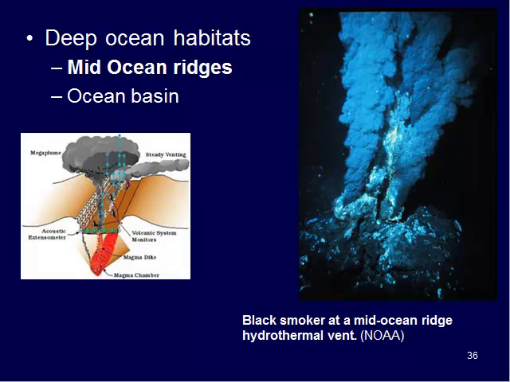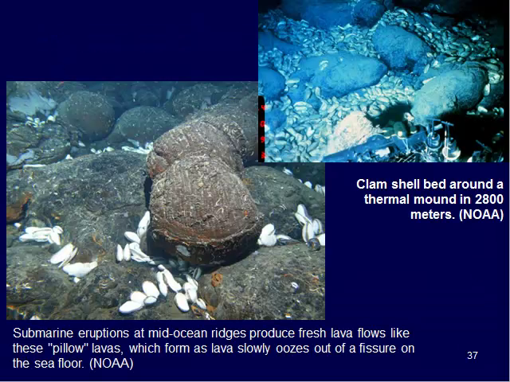Some of the things that live at these mid-ocean ridges, you'll see crabs, different types of clamshells, crabs living in these environments. So usually you only see these critters close to one of these thermal hotspots where you're going to have chemosynthesis occurring to be able to support this kind of life. And these pictures are all from NOAA.